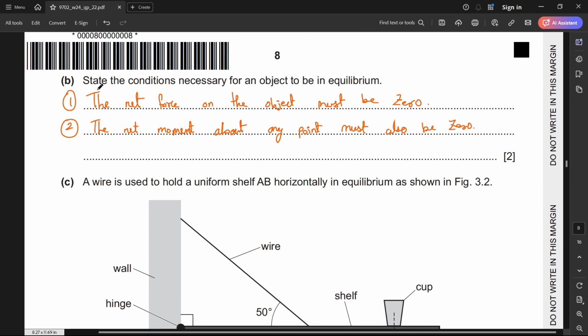Now in part B it is given: state the conditions necessary for an object to be in equilibrium. So there are two conditions that we must know. For an object to be in equilibrium, the net force and the net moment, both of them should be equal to 0. And the same things have been written over here.